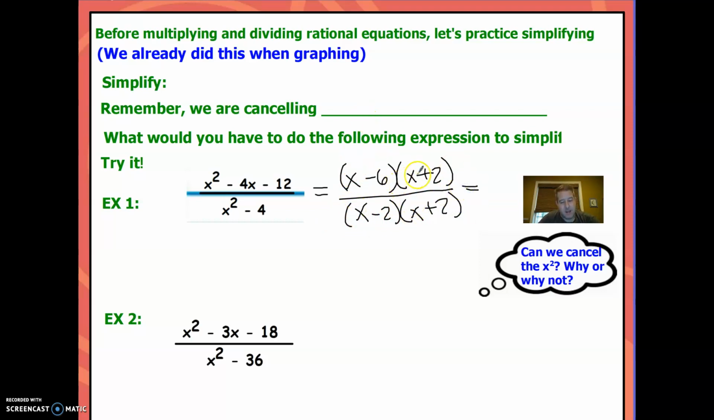And then what you notice is that just like we just did with the warm-up, we end up having the same factors on top and bottom. So x plus 2, those basically turn into 1s. And that leaves you with your answer, which is x minus 6 over x minus 2.